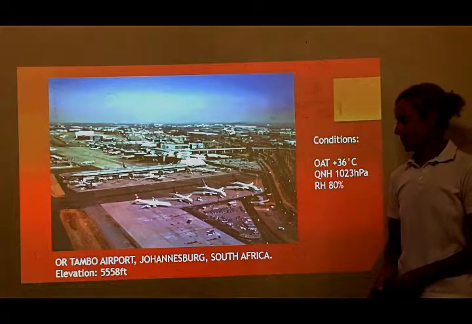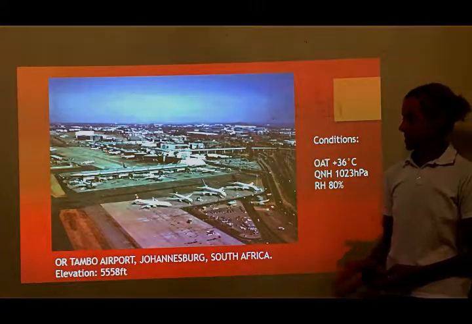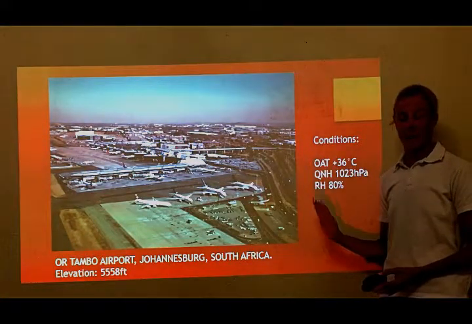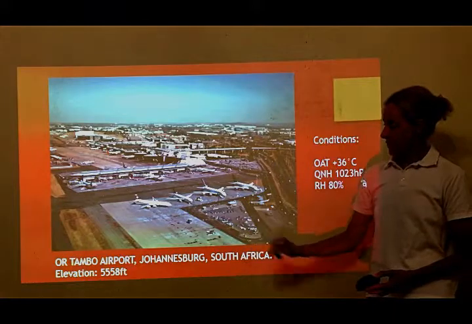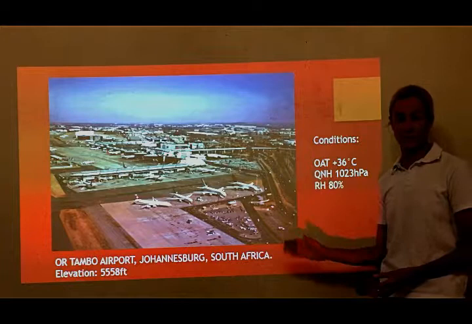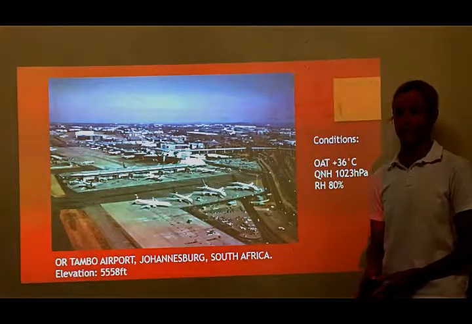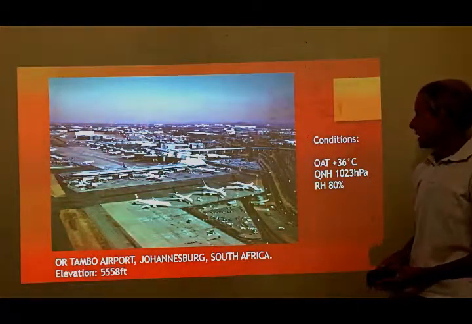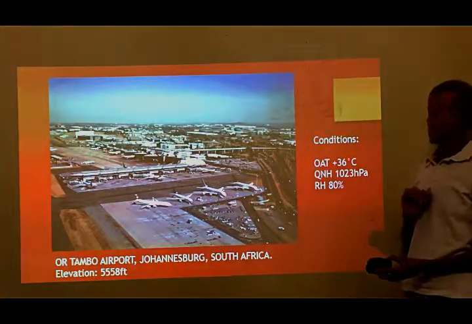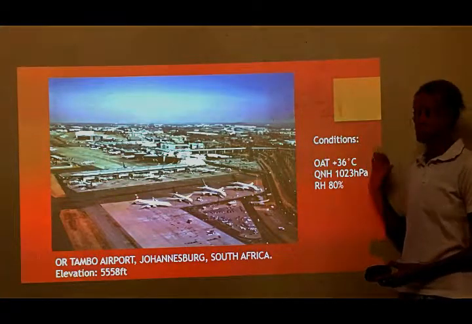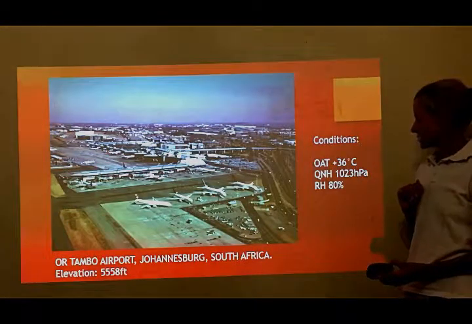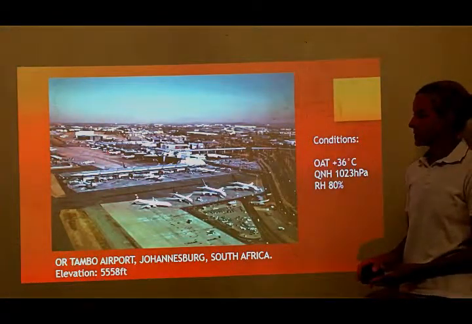So if we take an example, this is OR Tambo Airport in Johannesburg, South Africa. This is a high altitude airport with an elevation of 5,558 feet. So before we even begin to climb, we already have an elevation of 5,558. If we look at a particular condition for the day, we will select an outside air temperature of 36 degrees, not uncommon in the middle of summer, our QNH 1023, and we have a high humidity.